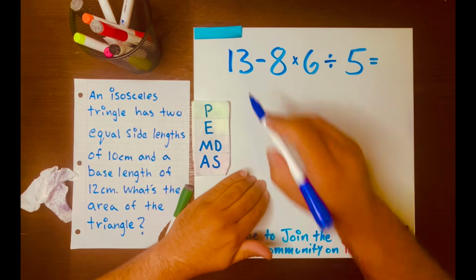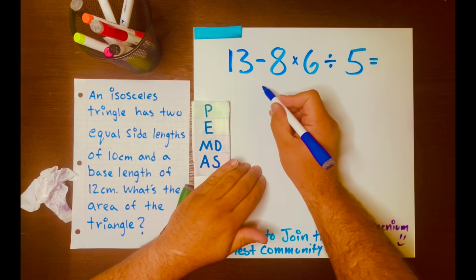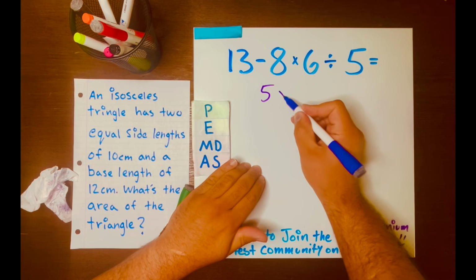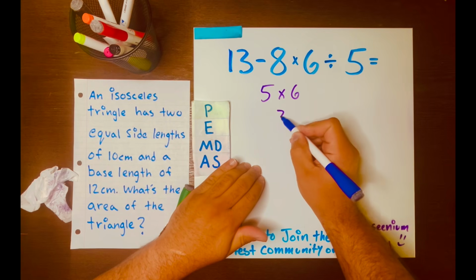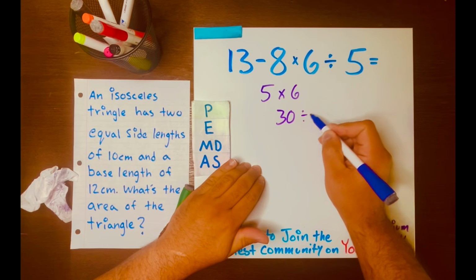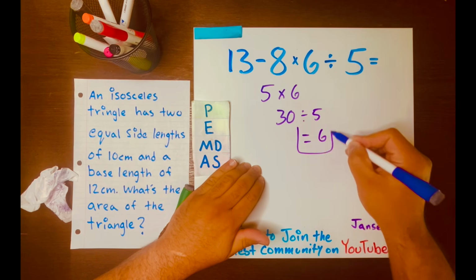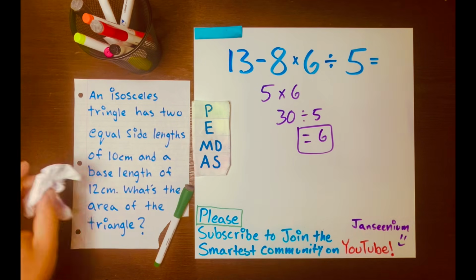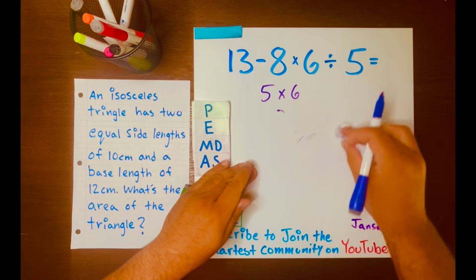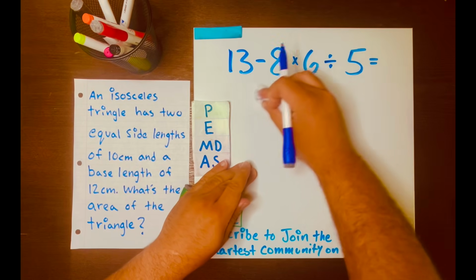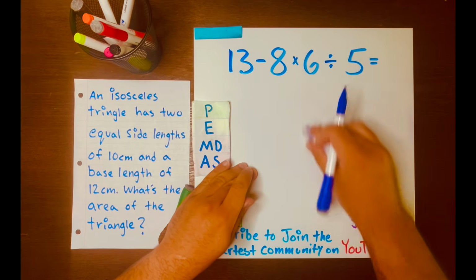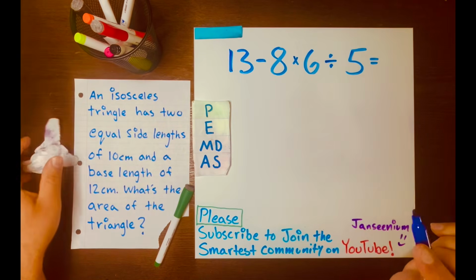Hi everyone. 13 minus 8 is 5 times 6, that's 30, divided by 5, that's 6. So the answer must be 6. Wrong. The answer is not 6. Let me show you how to solve this tricky math problem. And there are many ways to solve this tricky math problem.